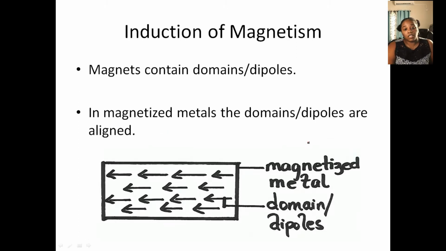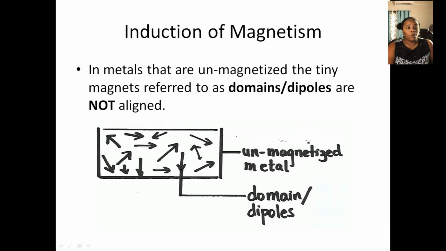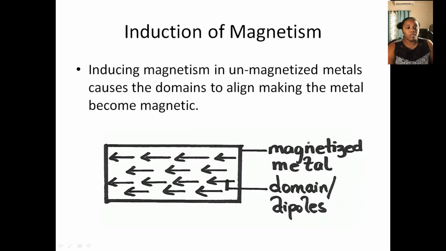Well, magnets contain domains, or things called dipoles. In magnetized metals, the domains or dipoles are aligned. However, in metals that are unmagnetized, the tiny magnets referred to as domains or dipoles are not aligned. Inducing magnetism in unmagnetized metals causes domains to align, making the metal become magnetic.